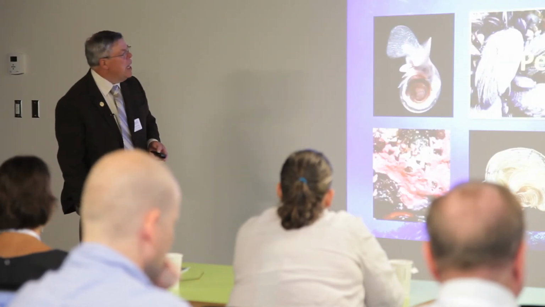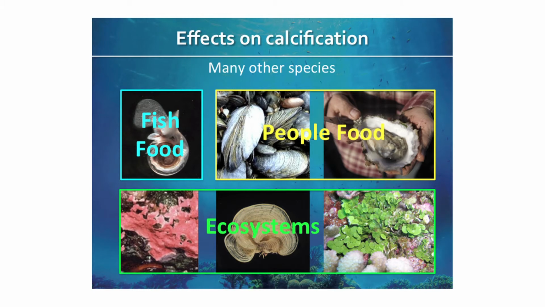Lastly, I'll just say that these things are important because we eat shellfish, we eat seafood, so the impacts on shellfish impact humans. But they also impact the ecosystem and the organisms because, you know what, fish eat shellfish too. And so they're dependent on the food chain and how they work.